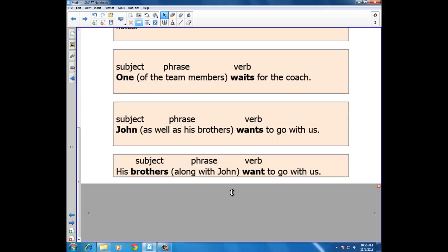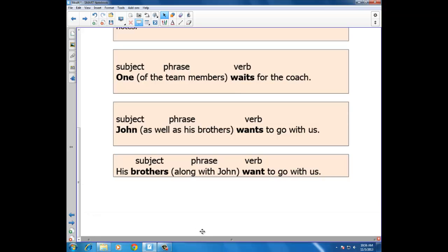This arrangement, subject, prepositional phrase, verb, is common in both student and professional writing. So, it's essential that student writers master this pattern.